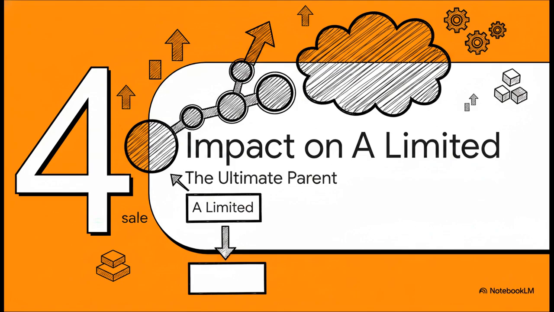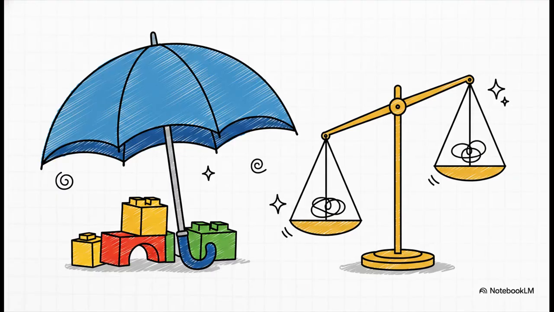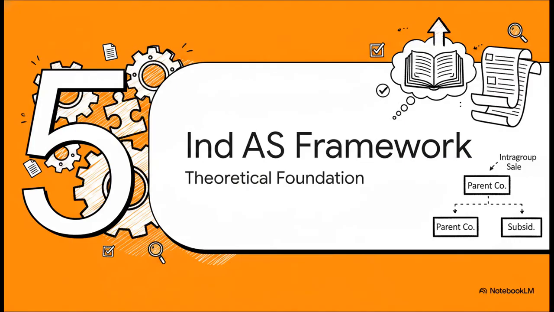Section 4. Impact on A Ltd. Now we shift our perspective to the top. For the ultimate parent, A Ltd, the impact of this grand transaction on their consolidated financial statements is exactly zero. Zero impact. Why? Because ultimate control never actually changed hands. A Ltd controlled C Ltd before the transfer indirectly, and they control it directly afterwards. Because of this, any gain or loss that B Ltd recognized gets completely wiped out when A Ltd consolidates the group.